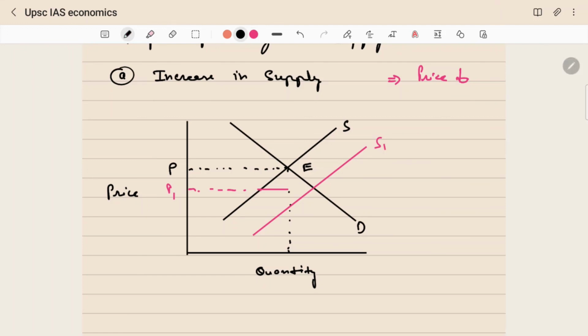So let us study the second case. The second case is when there is decrease in supply. When there is decrease in supply, the supply curve will shift leftwards, and due to leftward shift of the supply curve, the new price P2 is more than P. So when there is a decrease in supply, the price tends to increase.